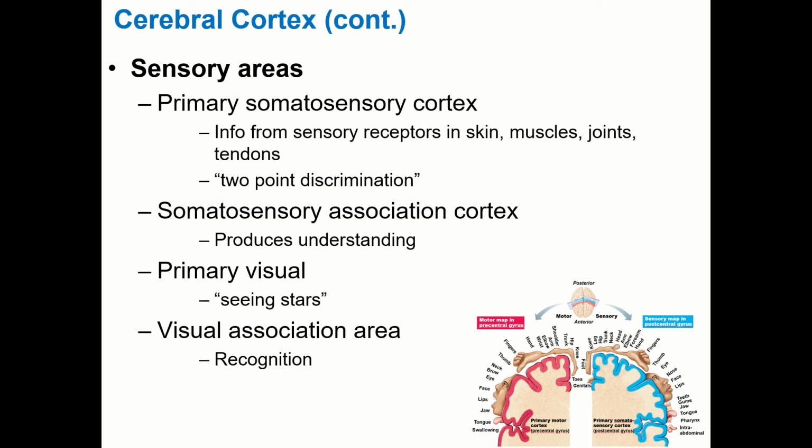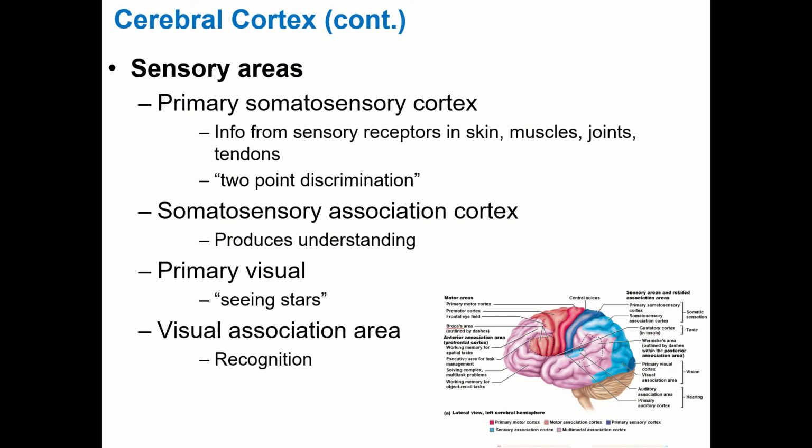So the association area, again, makes meaning or produces understanding of what it is that we're touching, or what it is that's touching us. And again, because it also receives information from the muscle spindles, from sensory organs in the joint capsules, we are able to determine if we're moving, if we're not, how fast, those kinds of things. So it, again, plays a role in coordinating movements as well. The primary visual cortex, whoops, too far, there we go.